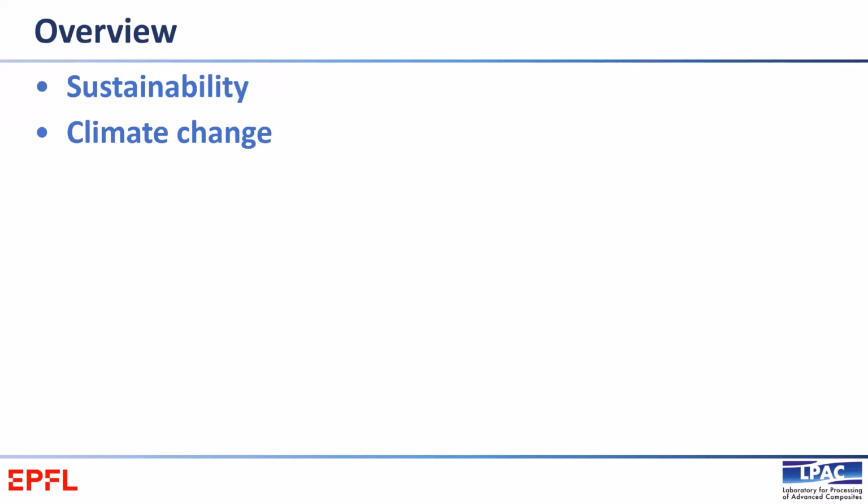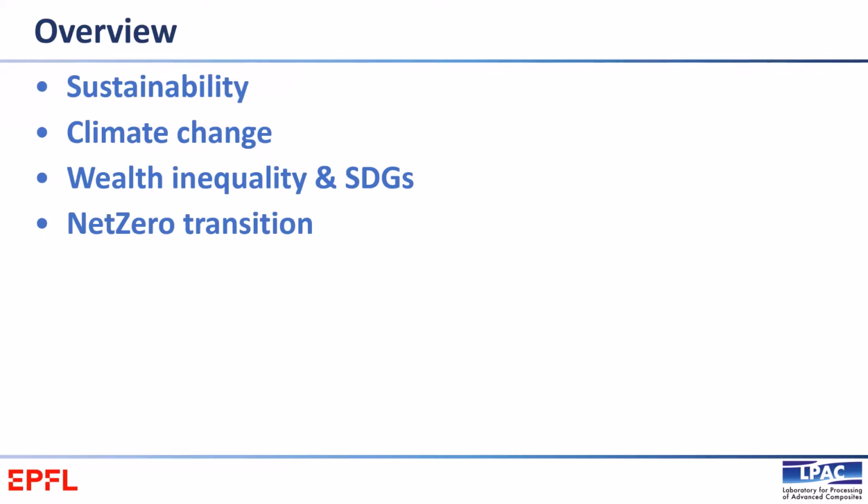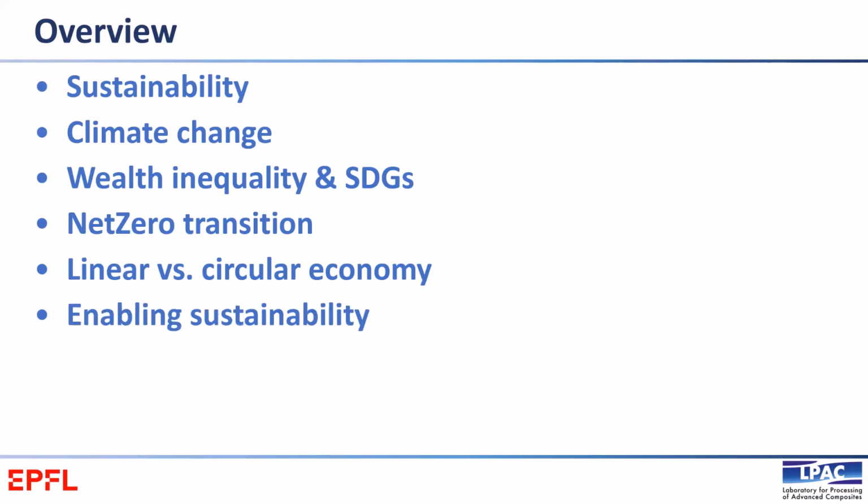So what we're going to do today is to look at sustainability as the problem and a little bit look at climate change. We're going to look at some of the social issues. We're going to look at the transition that we need to make to net zero. So we're coming from a problem towards how to address the problem, okay? We're then going to look at the linear and the circular economy, a new economic model, which will lead to how can we enable sustainability in the future in your careers?